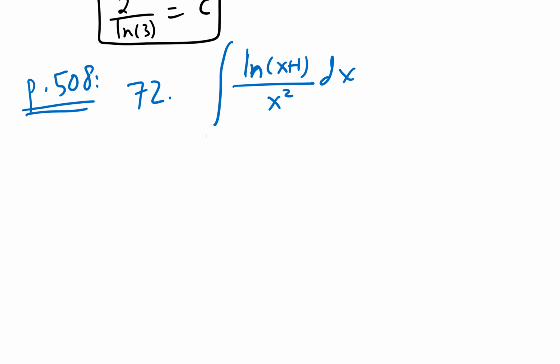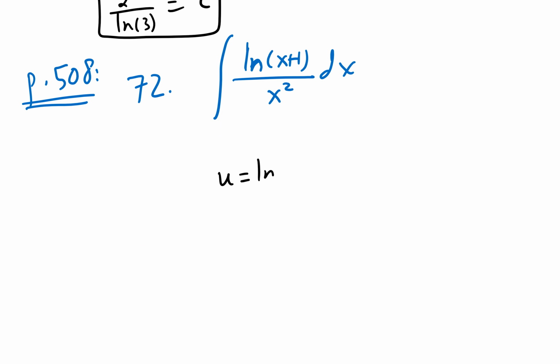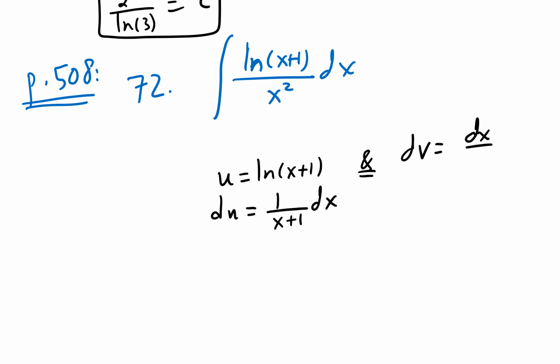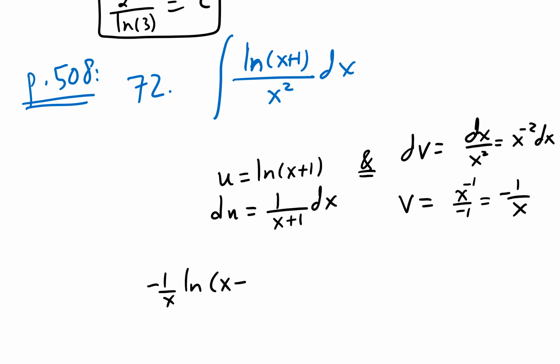So we use integration by parts. We take u to be the natural log. So from here, du is the derivative of that over itself, dx. And what is left is dv. So dv is dx over x squared, which can be rewritten like so. So v is the integral of that, or negative 1 over x. So then the integral is uv, so that's negative 1 over x times natural log, minus the integral of v du, so it becomes plus, and du is 1 over (x plus 1). So that's what we got.